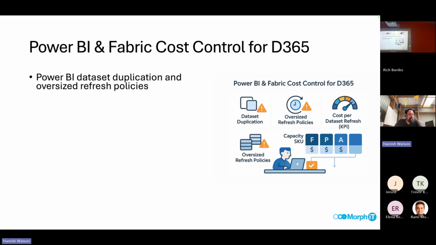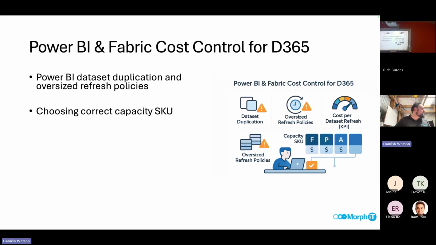But yeah, when we look at D365 through a FinOps lens, one of the biggest hidden cost areas is actually reporting. And so this might be Power BI or Fabric. And so the problem is with our D365 implementations, they unintentionally drive up analytic costs through dataset duplication, overly frequent refresh schedules, and of course, misaligned capacity choices.